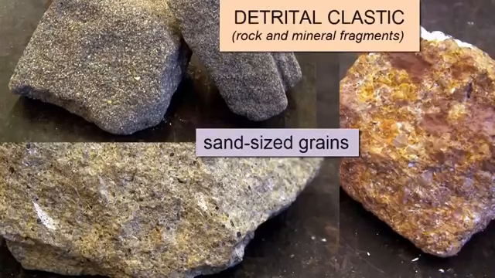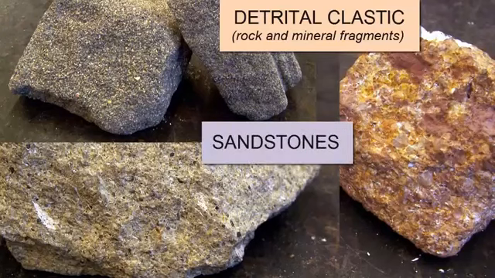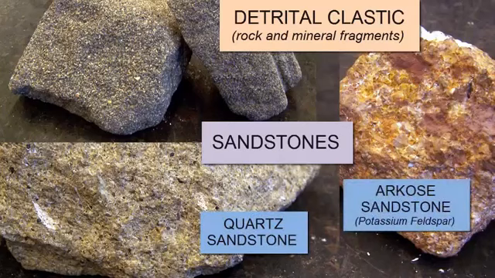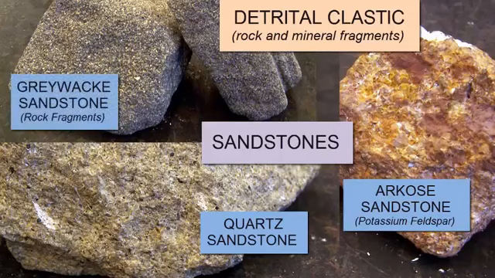Rocks of sand-sized rock and mineral fragments, regardless of clast shape, are called sandstones. There are 3 types of sandstone here, which are distinguished from one another by the primary composition of their clasts. A quartz sandstone has primarily quartz clasts, an arkose sandstone potassium feldspar clasts, and a greywacke sandstone is made primarily of clasts that are fragments of rocks as opposed to minerals.